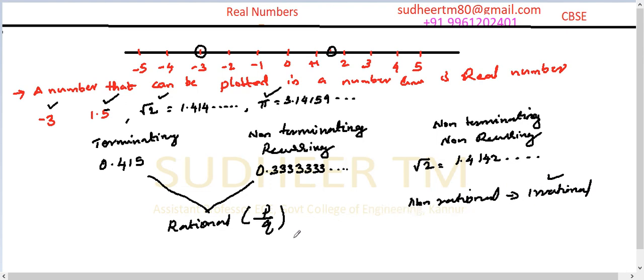Irrational numbers and rational numbers together, or basically these three groups, we can call real numbers. So in our real numbers, what all numbers come? All numbers: terminating, non-terminating recurring, and non-terminating non-recurring. All these numbers will come under this class, real numbers. Okay.